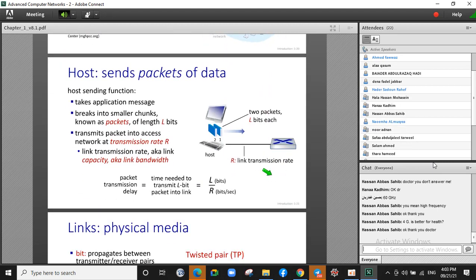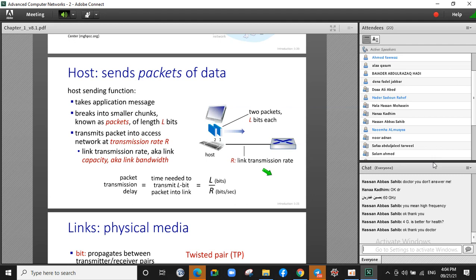Okay. The second topic is that in computer networks, when a host sends information, a message is created by the application layer. This message should be sent over the network, okay? But before transmission, in the host, the message is broken into small chunks. We call them packets. A packet is a small chunk of a message. Okay.